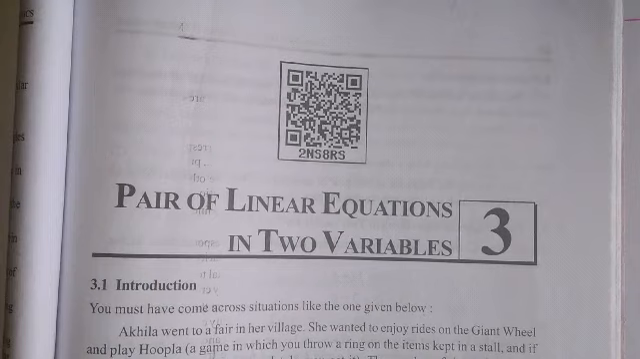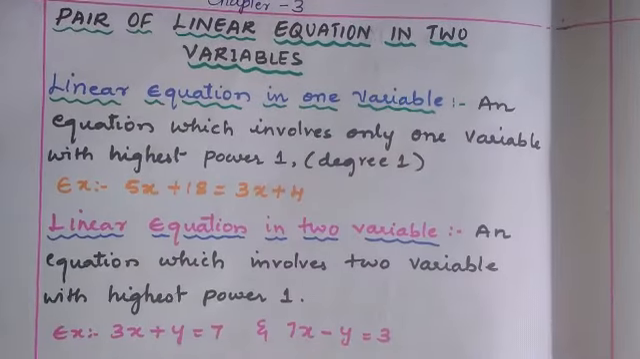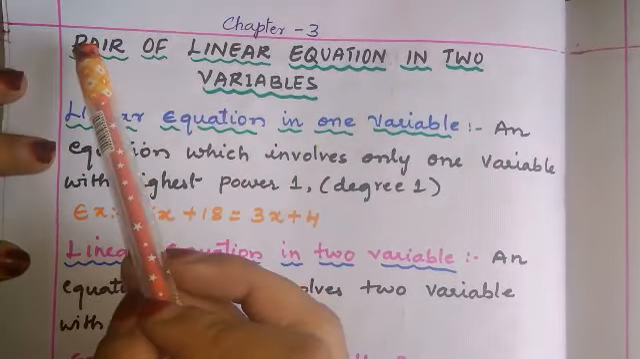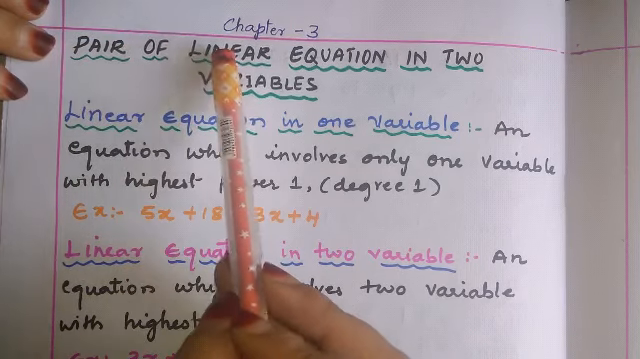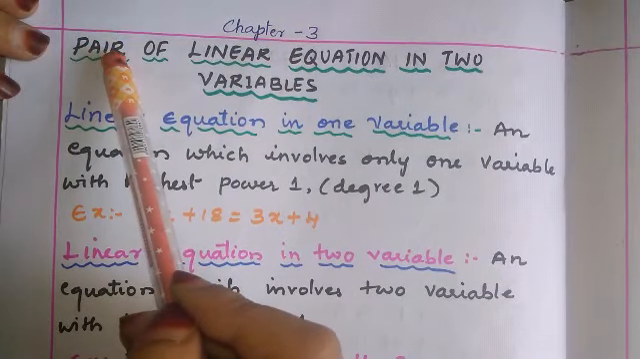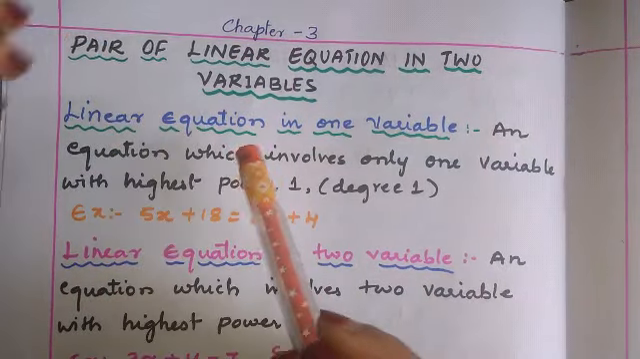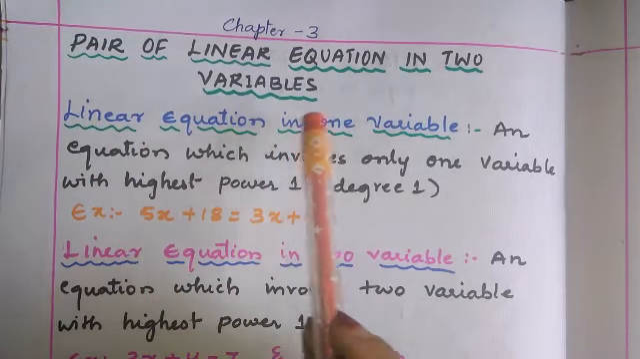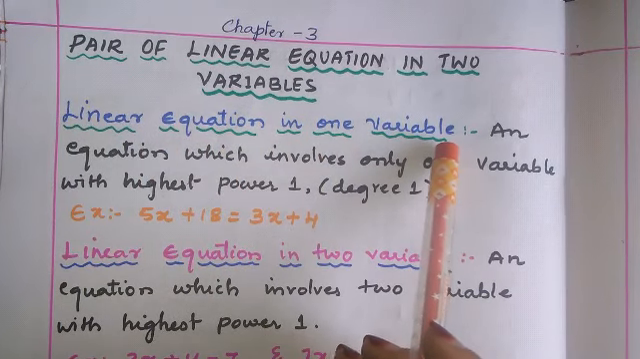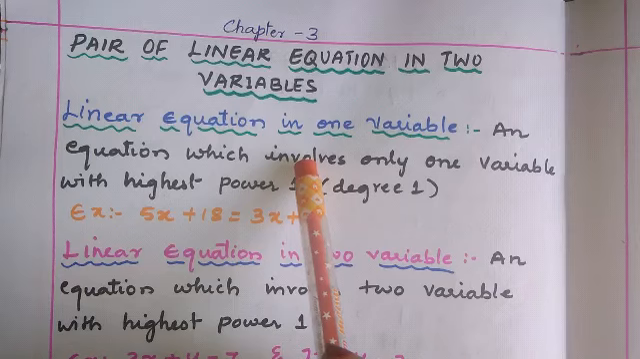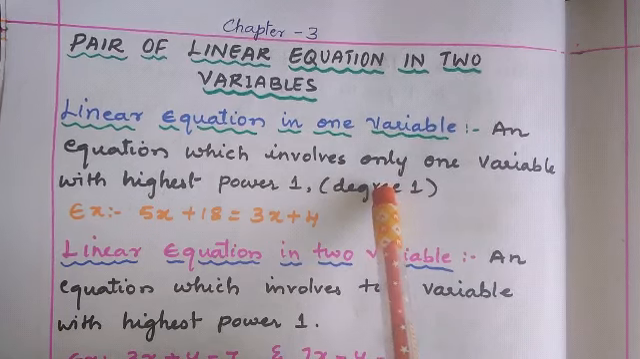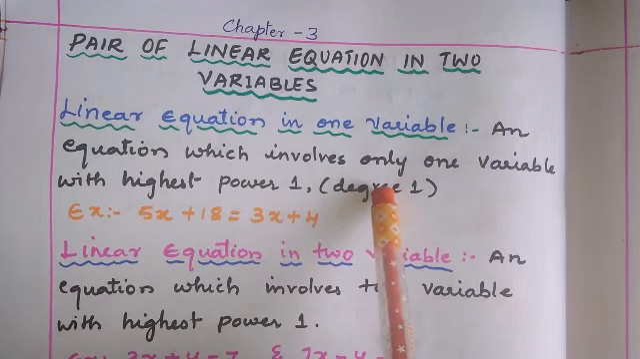For example, in the introduction part of this chapter, there are linear equations. Your chapter name is pair of linear equations in two variables. Pair in the sense two equations. Now, linear equation in one variable. Let us see what a linear equation in one variable is. An equation which involves only one variable with highest power 1. That is degree 1. Degree is nothing but highest power.